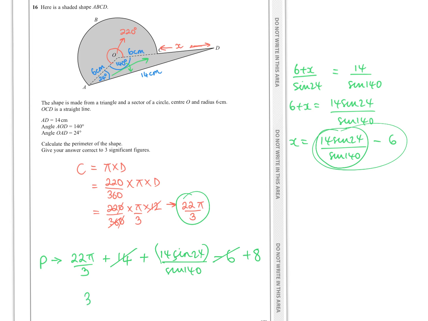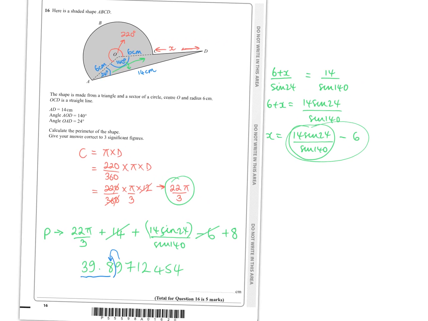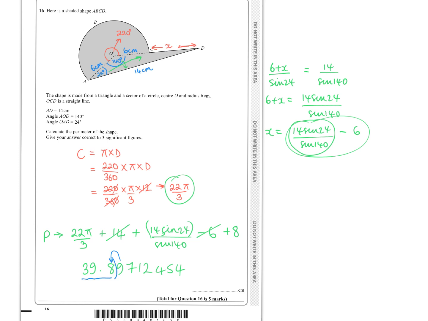And that gives me an answer of 39.89712454. Now I want it to correct to 3 significant figures. So first, second, third, and yes, the 9 will change the 8 to a 9. So the answer will be, and I'll just zoom out so we can see how many marks it was. So it was 5 marks, and so the answer we're going to write is 39.9 to 3 significant figures, and that's in centimetres, which is already given here.